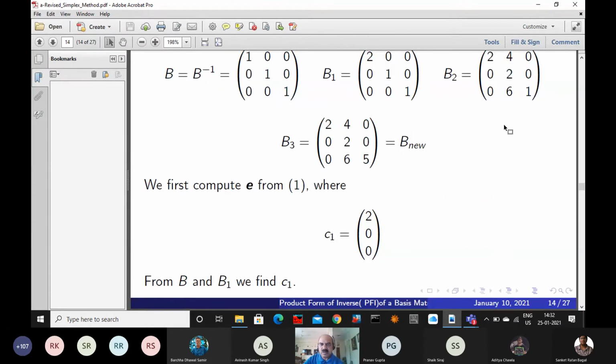Second column, please remember. So first column is 2, 0, 0. Second column is 4, 2, 6. Third column is 0, 0, 5. Not necessarily all will be non-zero. Some can be 0 also. But if you compute, this is a non-singular matrix, invertible. So first column 2 0 0, second column 4 2 6, third column 0 0 5. Please remember.